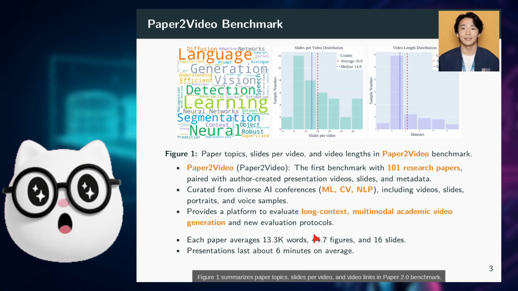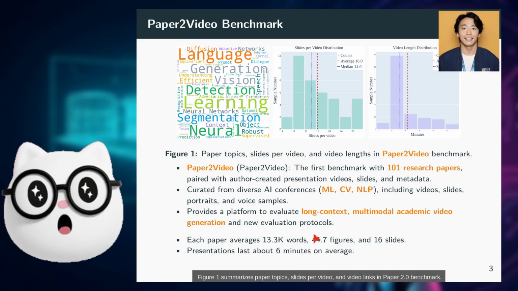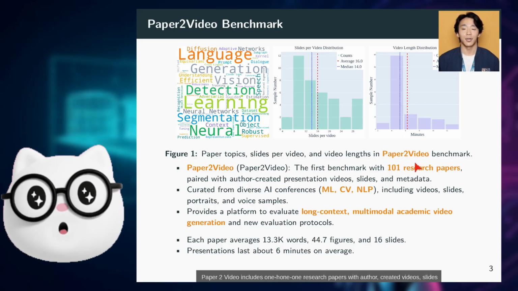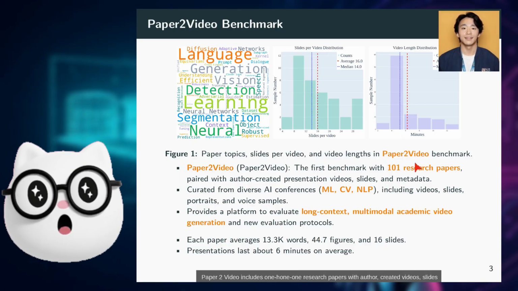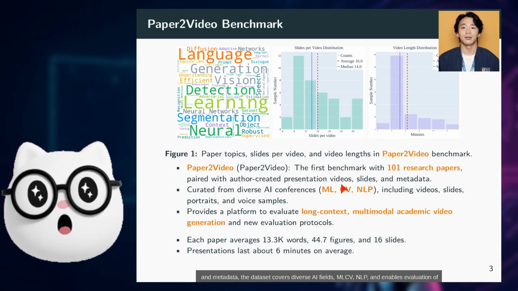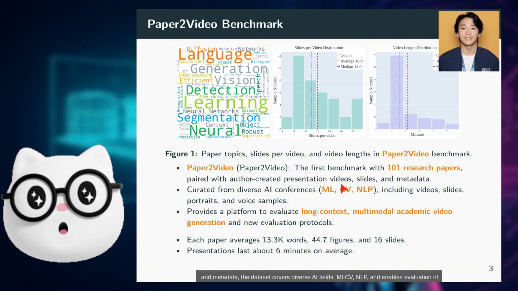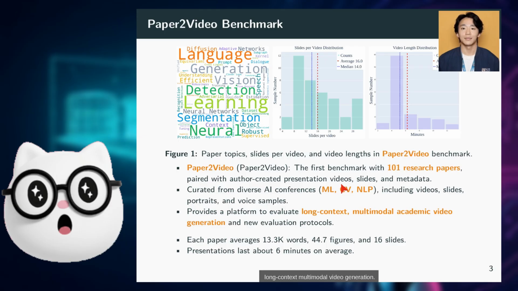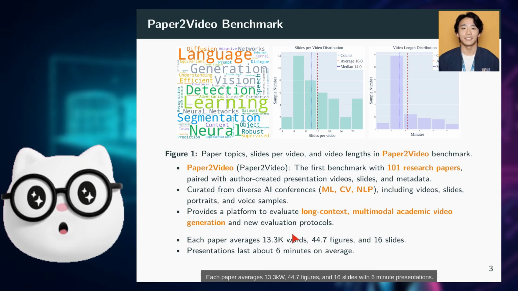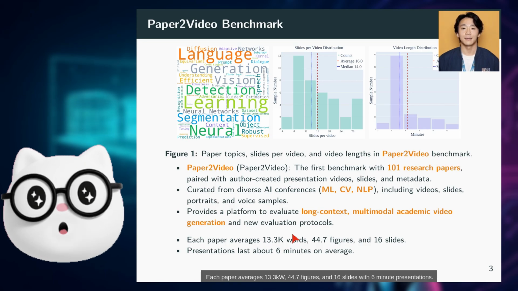Figure 1 summarizes paper topics, slides per video, and video lengths in the Paper to Video benchmark. Paper to Video includes one-on-one research papers with author-created videos, slides, and metadata. The dataset covers diverse AI fields, ML, CV, NLP, and enables evaluation of long context, multimodal video generation. Each paper averages 13.3K words, 44.7 figures, and 16 slides with a 6-minute presentation.